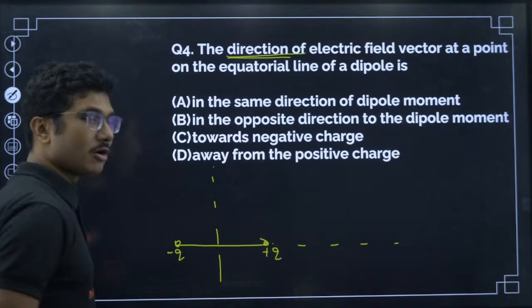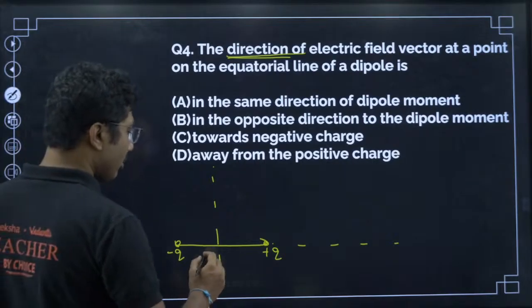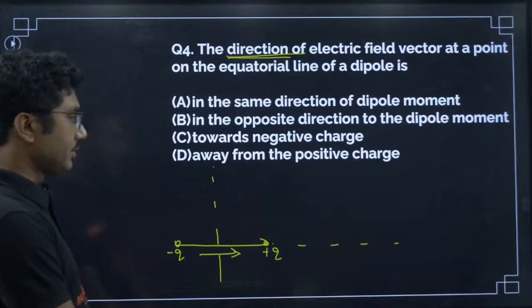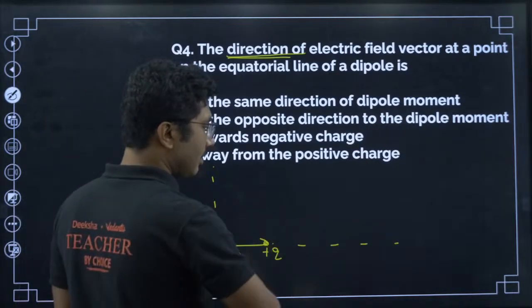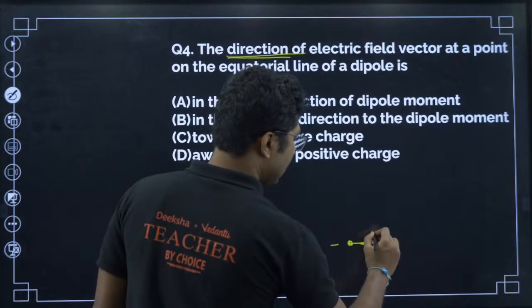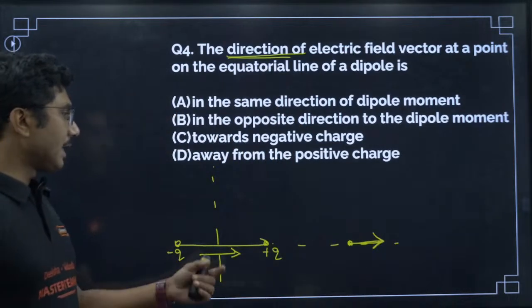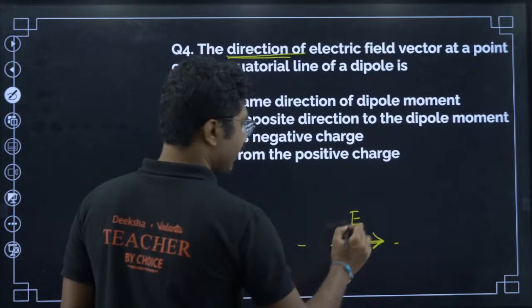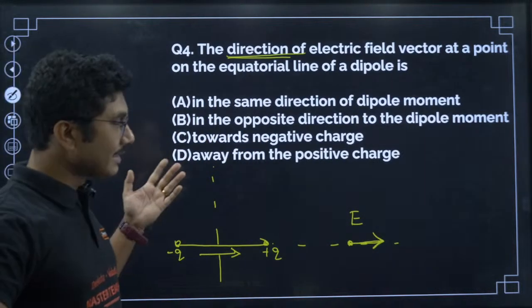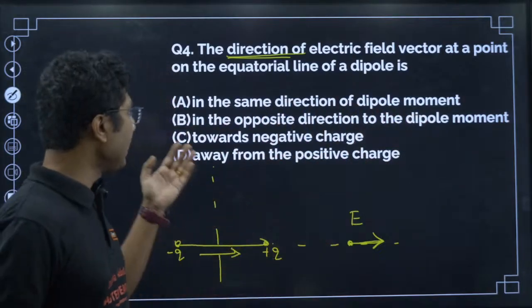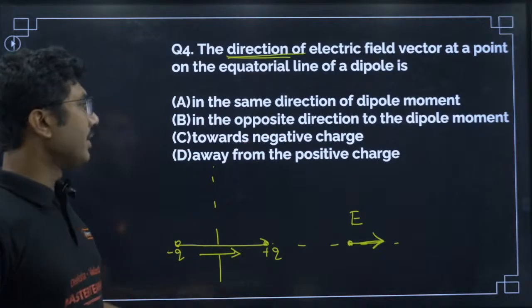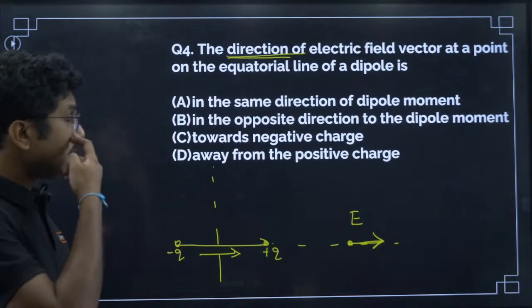So what is the direction of the dipole moment? Dipole moment is always from negative to positive. On the axial line, the electric field vector is in the same direction as the dipole moment. That's why their expression is positive. Now let's see the options: in the same direction of the dipole moment, in the opposite direction of the dipole moment, towards the negative charge, away from the positive charge, right?